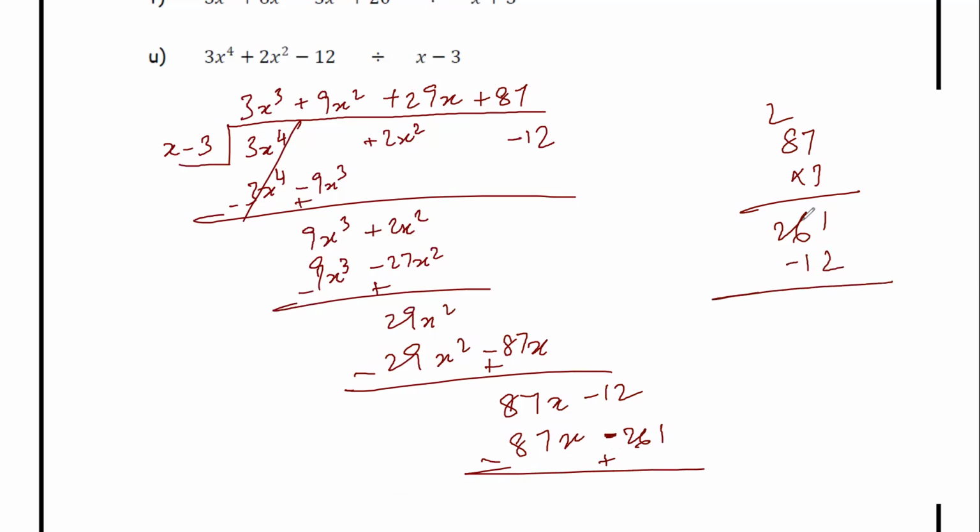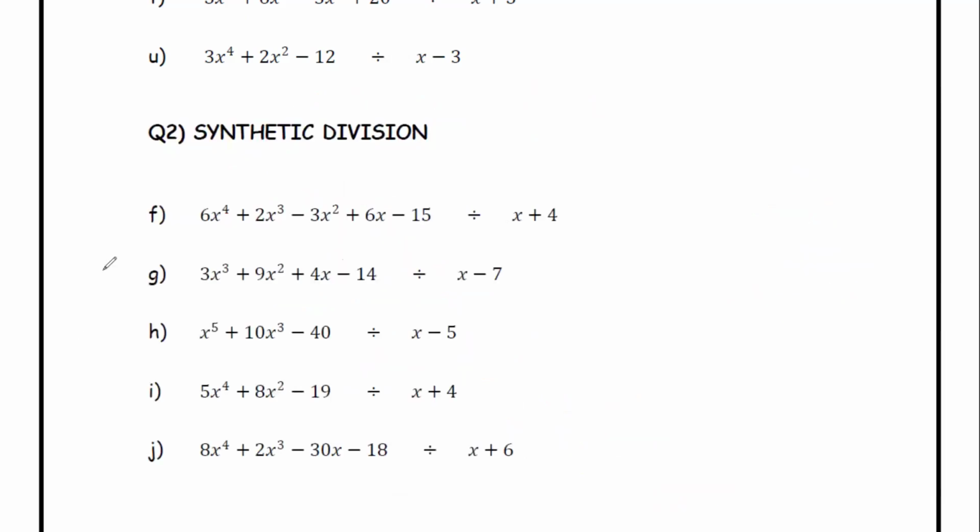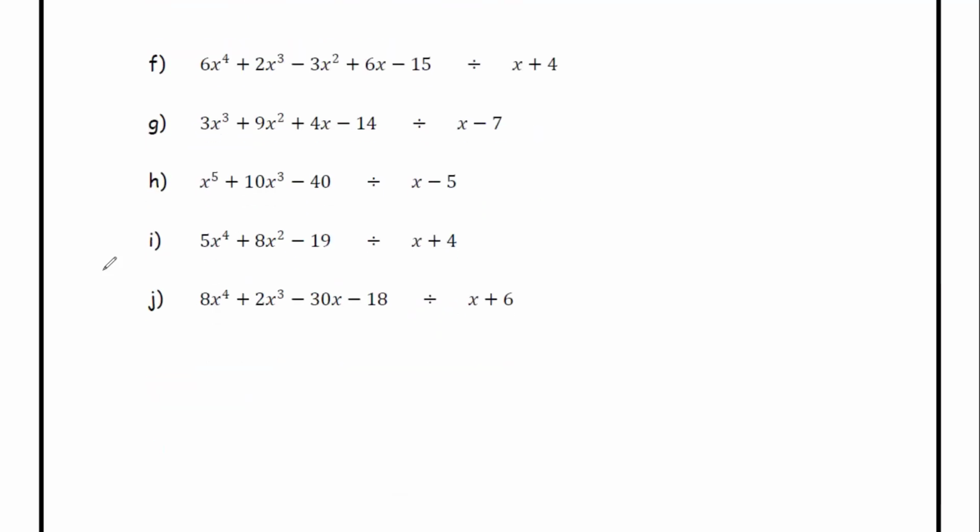So that's easy. Borrow 1 from 6. 6 becomes 5. This is 11, 9, 4, 2, 249. So I got positive 249 as my remainder, and that whole thing is my quotient. What do you say? Easy? We're done with this long division. We are moving on to synthetic division now. Okay, F.